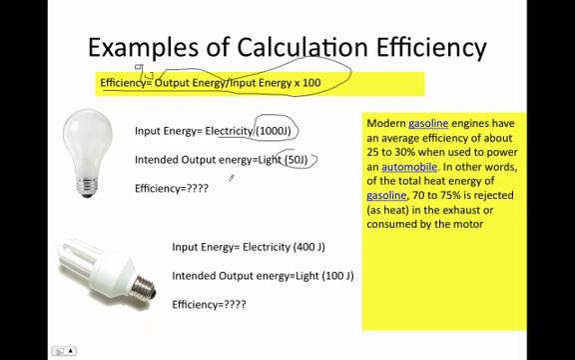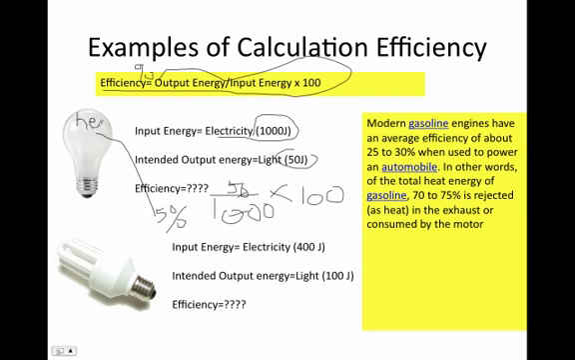Well, 50 joules divided by 1,000 and then times by 100 to get it into a percentage. So 5% is what you would get for this type of light bulb. It's only 5% efficient. So the rest is wasted energy, 95% wasted energy in the form of what?